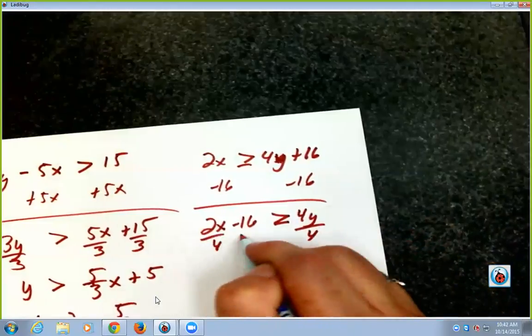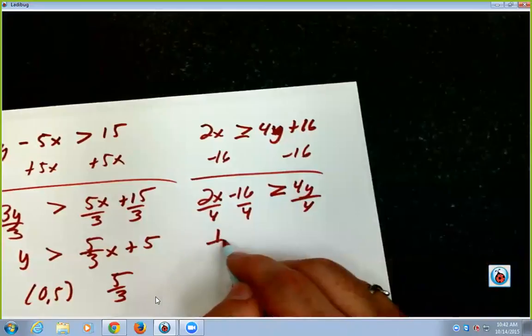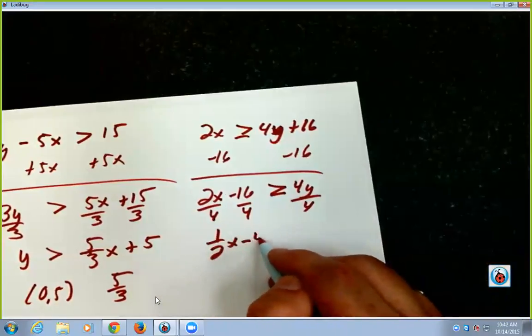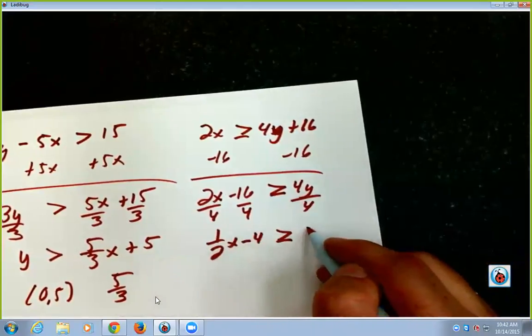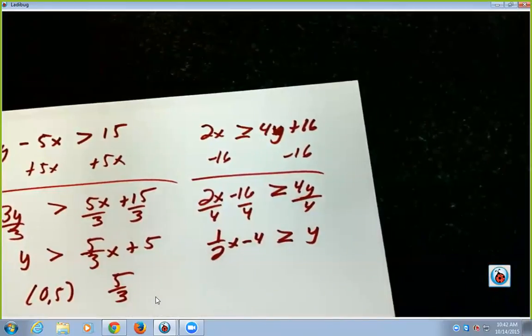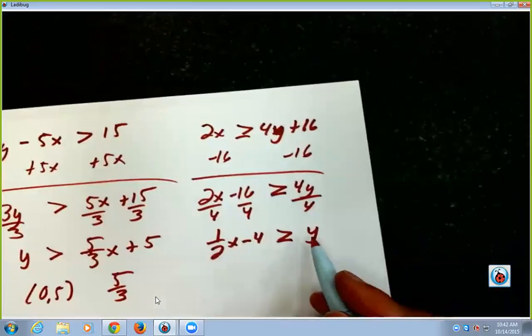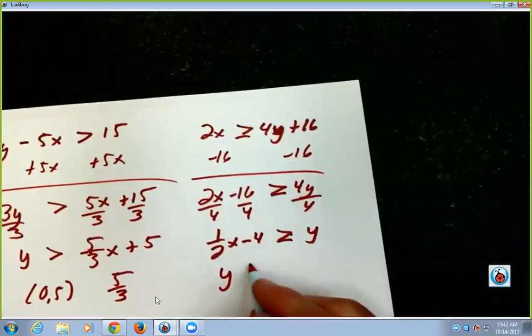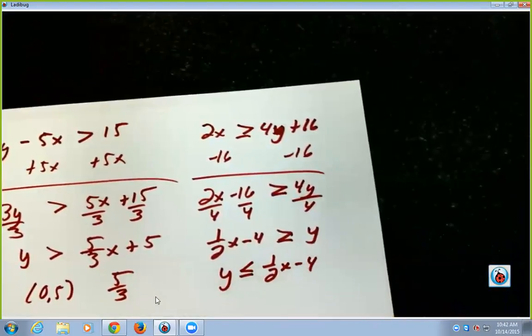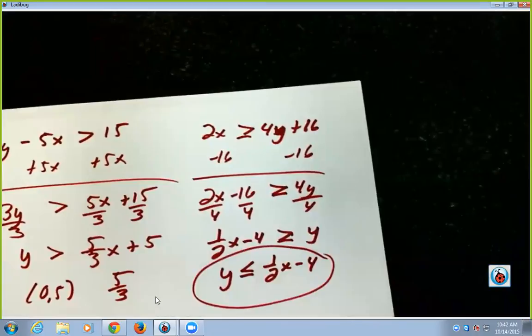Divide everybody by 4. So I get 1/2 x minus 4 is greater than or equal to y. But don't leave it like that. Remember in chapter 3, we had these inequalities and we reversed them. So y, keep the point towards y.